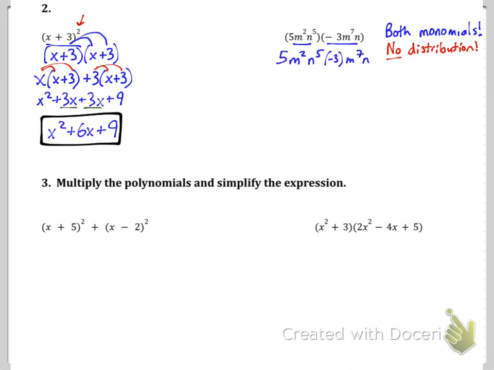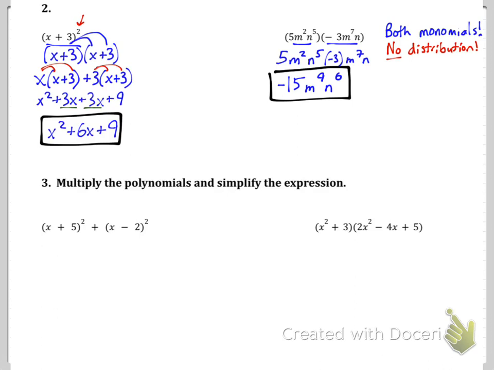So I'm going to rewrite it without all those parentheses. I'm still going to leave the negative 3 in parentheses at first. But we can multiply the coefficients together. And then m squared times m to the 7th. When you multiply powers, you add the exponents. So that's m to the 9th. And n to the 5th times n. Well, that second n is like n to the 1st. So we get n to the 6th. And there is our answer. There's no distribution here because they're just both monomials.